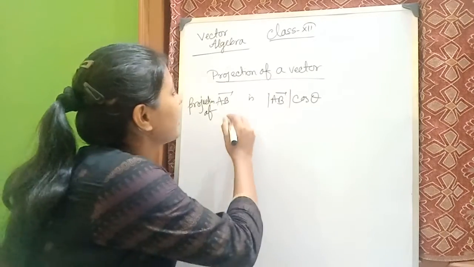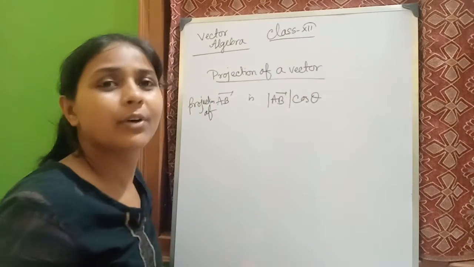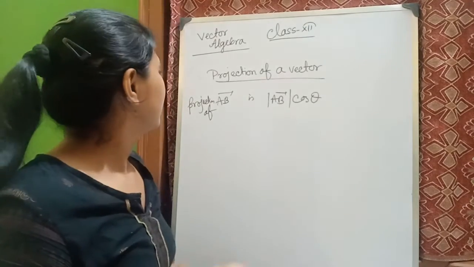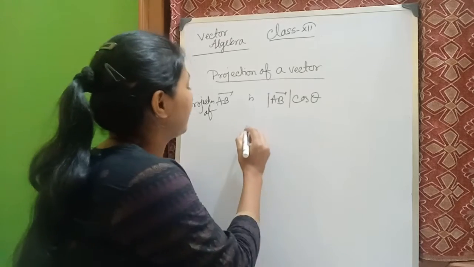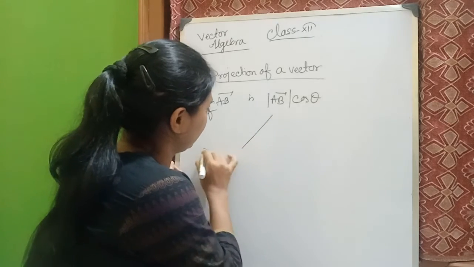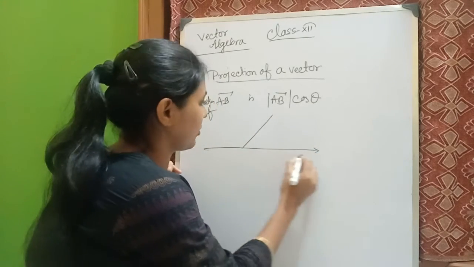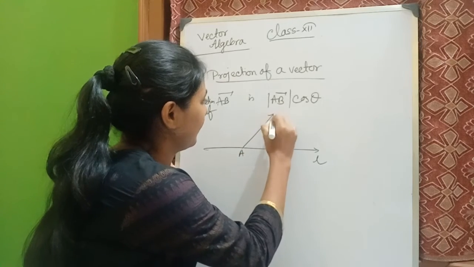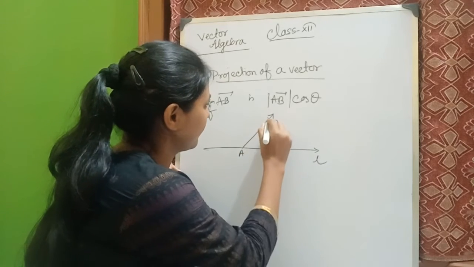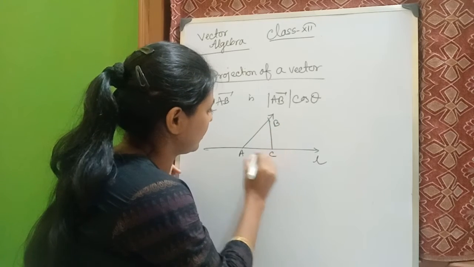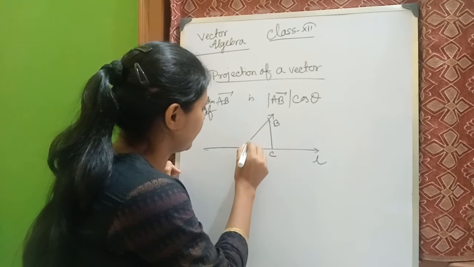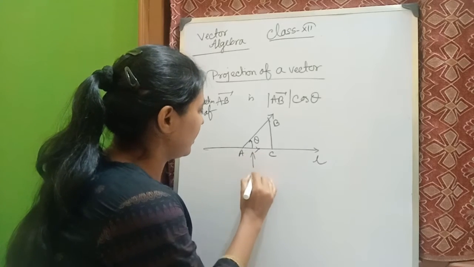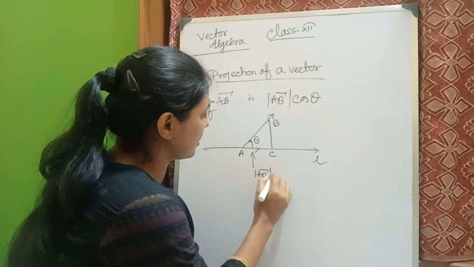Now this is the way for finding the projection. Now I'm just drawing the figure again. First figure I'm drawing, this is A, so directed line, this is A, this is B, this is C, and this one is theta. Obviously AC is mod AB vector cos theta.